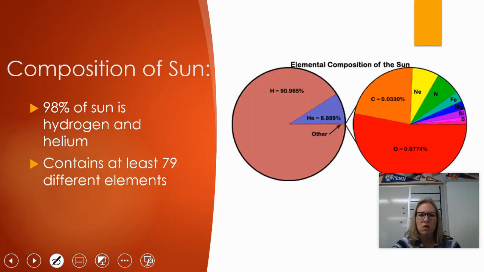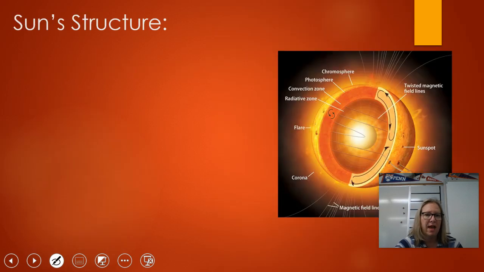Okay. All right, what is the sun made of? More than 98%, almost like 99% of the sun is hydrogen and helium. Okay. And those two things are reacting together, and that's where the energy is coming from. But there are also at least 79 other elements in some trace amount within the sun, okay? But it is a gas.